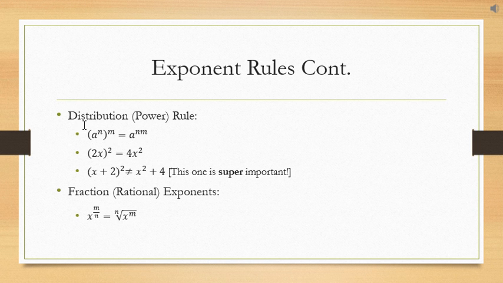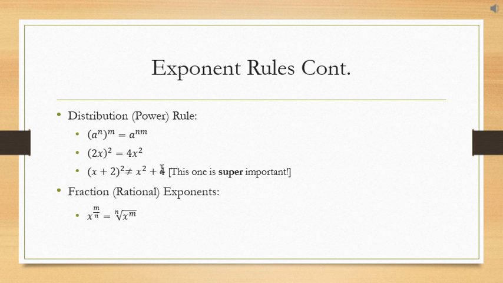Finally, we have what I call the distribution rule, but if you look it up on Google, it's often called the power rule. It says that we have a number a to the nth power. We're going to take that number and we're going to take it to the mth power. This means that we are going to multiply our exponents together. Another example of this is, say we have 2x to the second power. That means that we take 2 to the second power, which is 4, times x to the second power, or x squared.